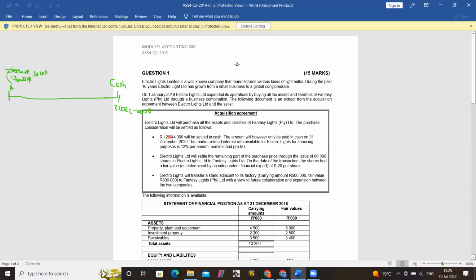Now, do you see that they said this cash will be paid in December 2020, right? Because we, as Electrolytes, now have an obligation to pay this 12 million in December. If you have an obligation to pay something in future, what is that? That's a liability, right? Because with equity, you don't have an obligation. You have to pay them, but it's not obligated. Liability is obligation. So as long as there's an obligation to pay in future, you are liable for that. So that's a liability. You have to pay it in future, right?